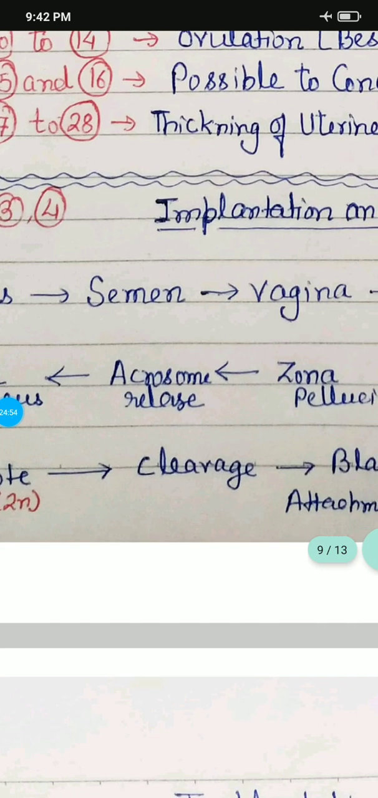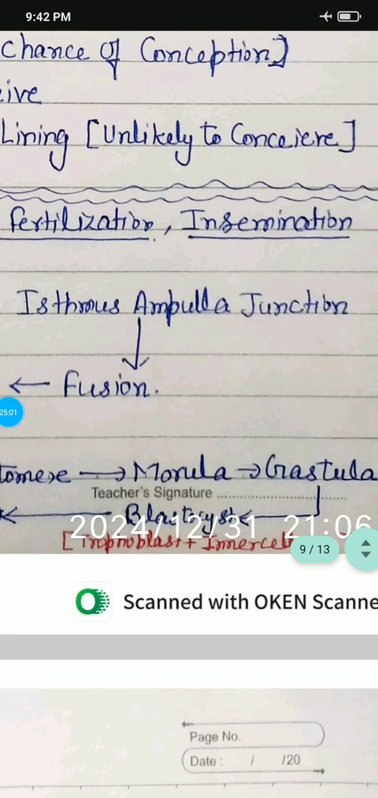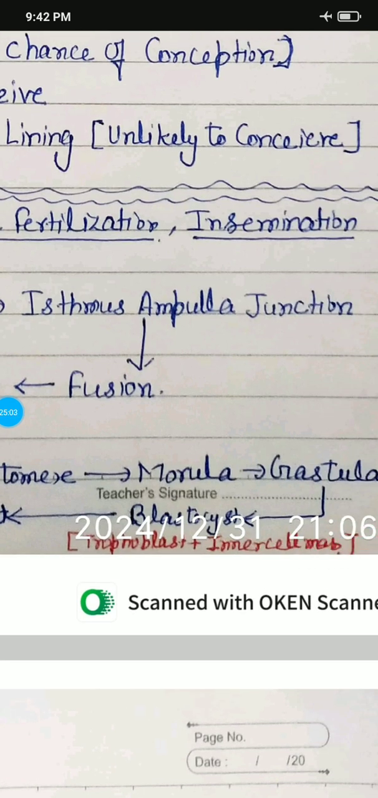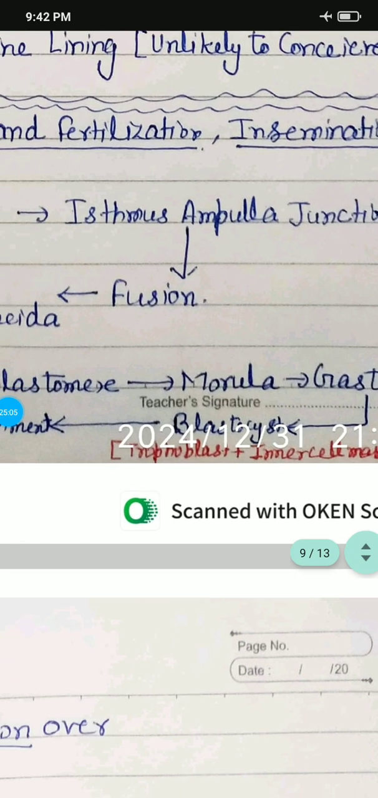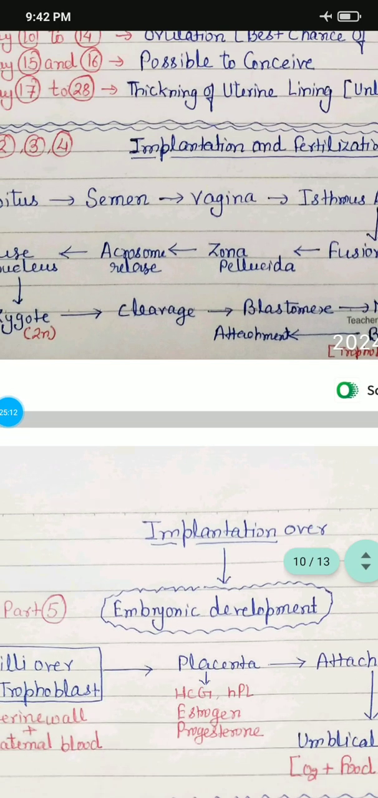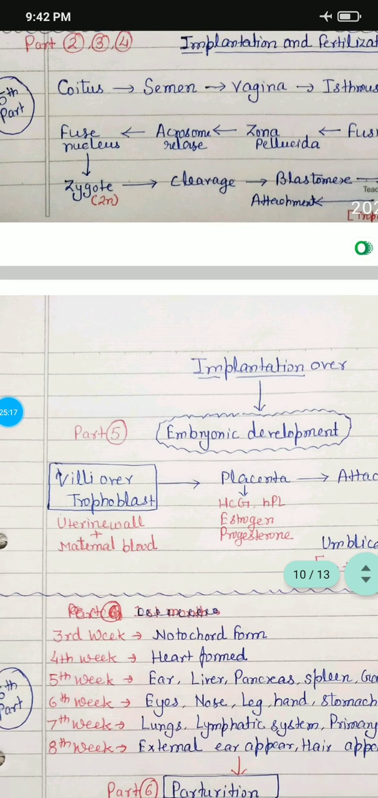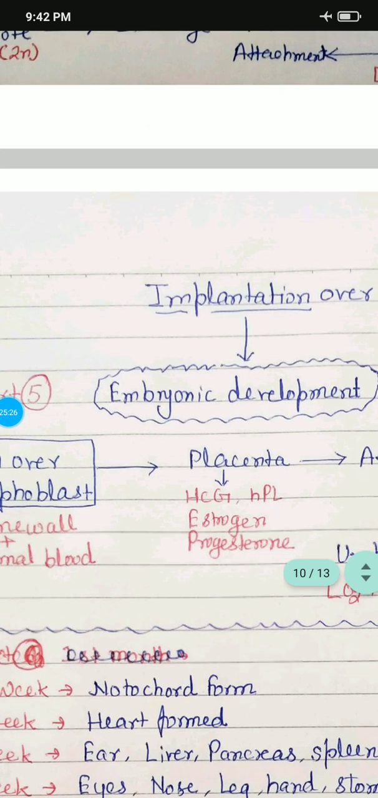Now cleavage will happen because the inside differentiation is happening. It creates cells called blastomeres. Blastomeres form a morula. Morula forms a gastrula. Gastrula forms a blastocyst, and the blastocyst attaches to the uterine wall. Now the implantation is over. Where implantation happens, inside the uterus, the lining is the endometrium. So embryonic development will happen.